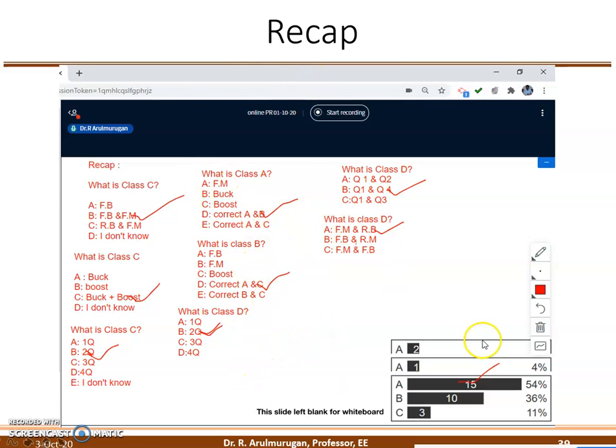Suppose the question may say buck and boost also. It is a combination of buck and boost, forward motoring and forward braking. So you will answer accordingly. Okay, what is class B?